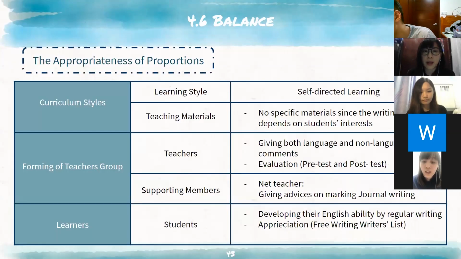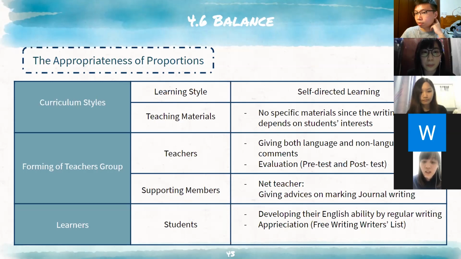4.6 is about balance. We can look into the appropriateness of proportion. The learning style of this curriculum is self-directed learning, since they encourage students to write what they want. There is no specific material, since the writing topics can all depend on students' interests. For forming a teachers group, teachers mainly give both language and non-language related comments, and do the evaluation before and after the free writing. The net teacher gives advice on marking journal writing as a kind of support.